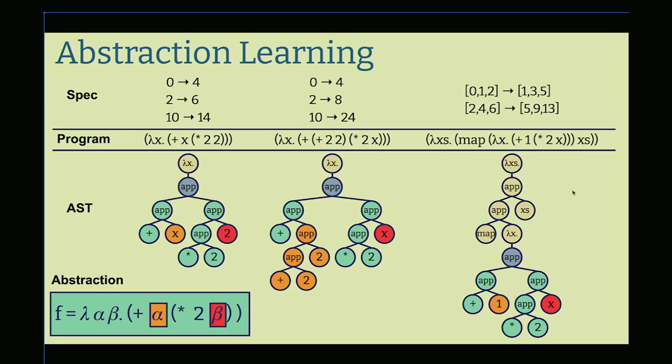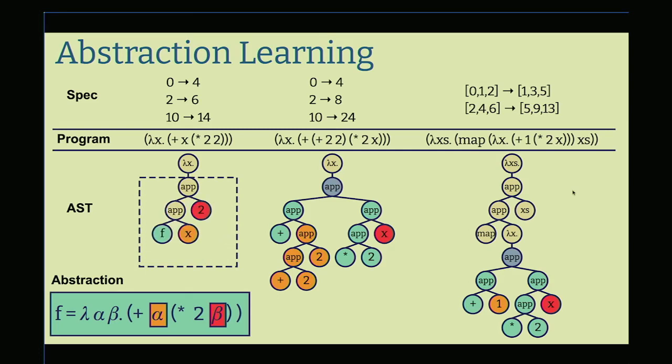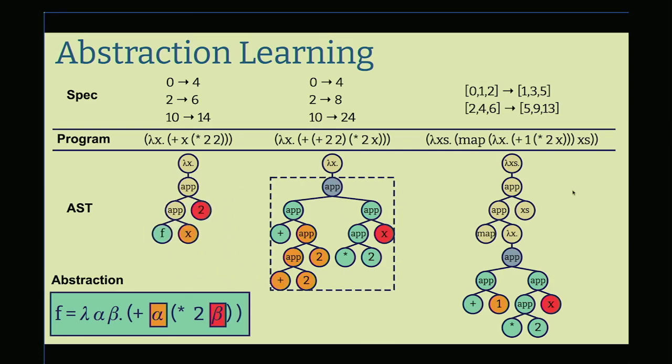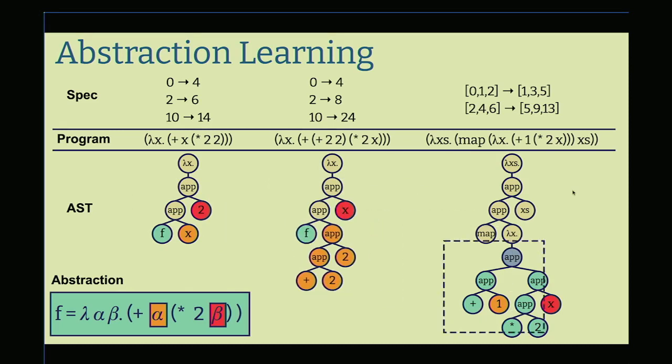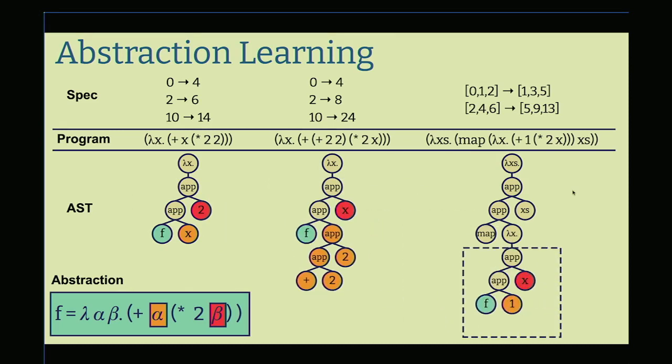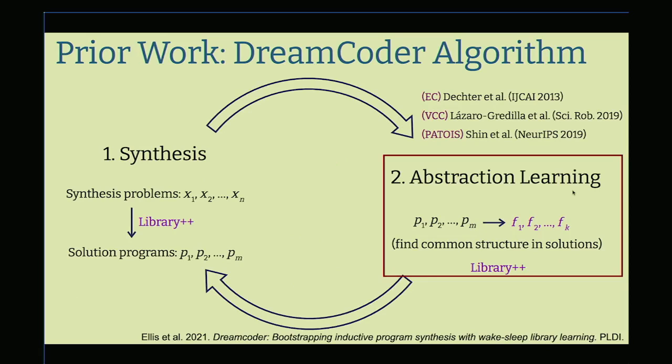And furthermore, if this function f were in our DSL, we could actually much more concisely express these programs by deleting the common structure and replacing it with a call to the function. And in this way, we've made our set of programs much more concise, and therefore easier for most synthesizers to synthesize. And furthermore, we're hoping that f is going to be useful down the line when we're solving new problems, and thus we can iterate this cycle to build up a library of primitives.